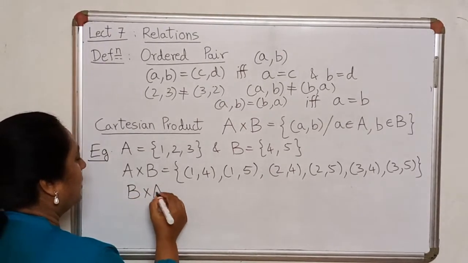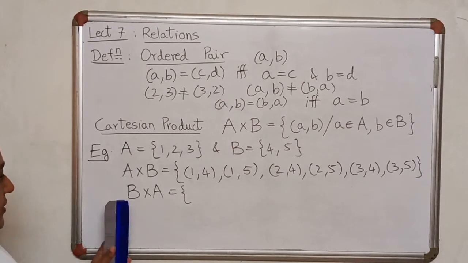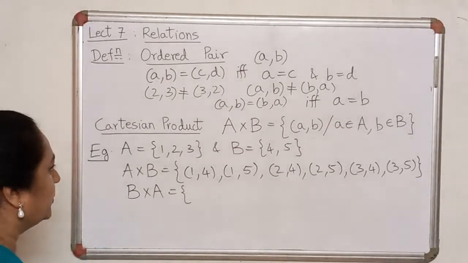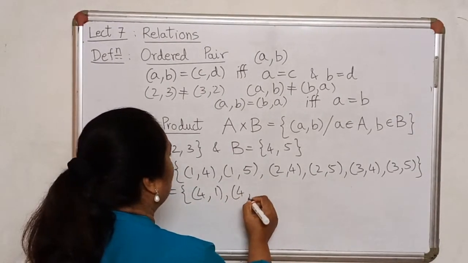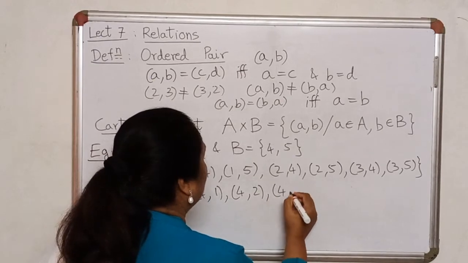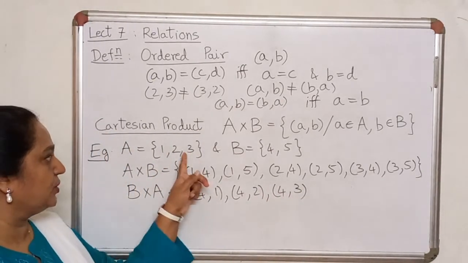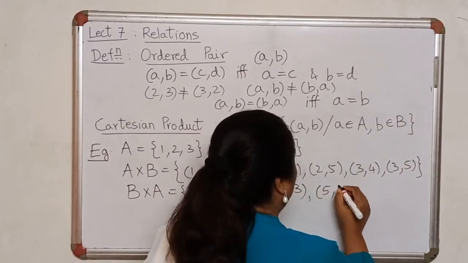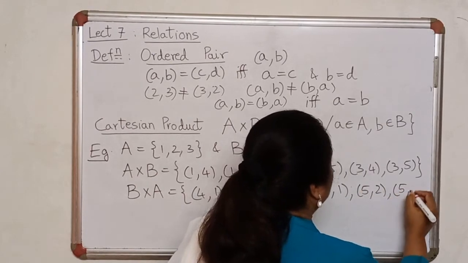And what about B cross A? Now the first element has to come from B and the second element has to come from A. So B cross A will be 4 comma 1, 4 comma 2, 4 comma 3. First element has to come from B and second element has to come from A. So we'll get 3 more pairs, 5 1, 5 2, 5 3.